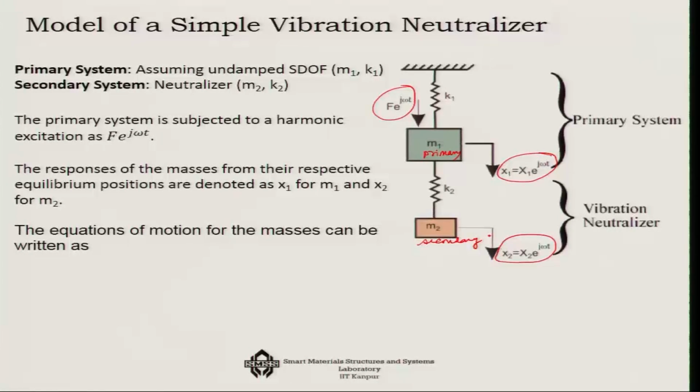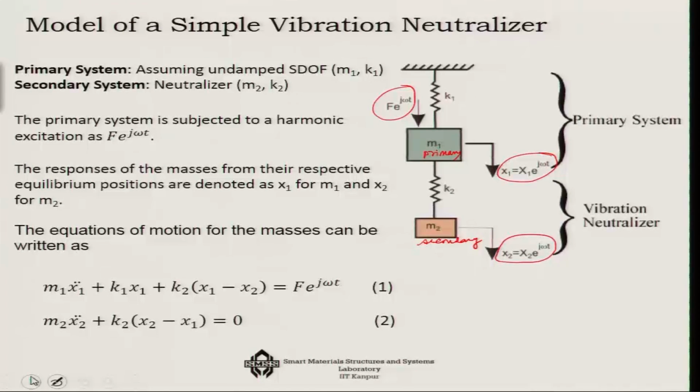Now, with this, let us first try to formulate the equation of motion of the system. If you look at the free body diagram of the system, which you should do at each and every stage, it will be clear that this is m1, the primary mass. It is subjected to a dynamic excitation, let us put that force F e raised to the power j omega t, and its response is in this direction. So, this is your response x1 equals X1 e raised to the power j omega t.